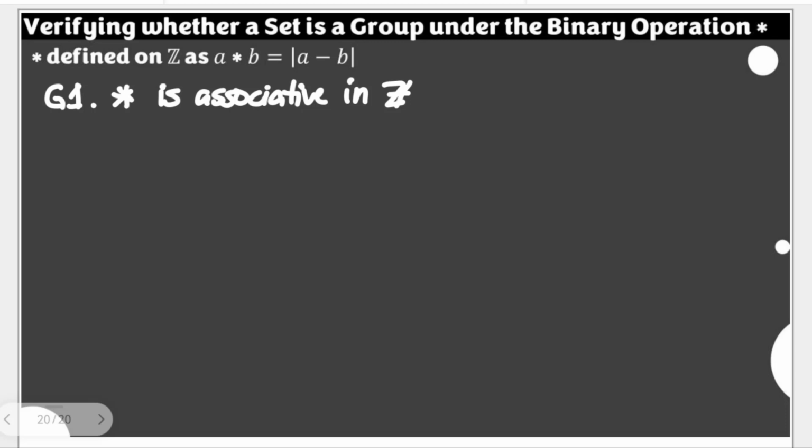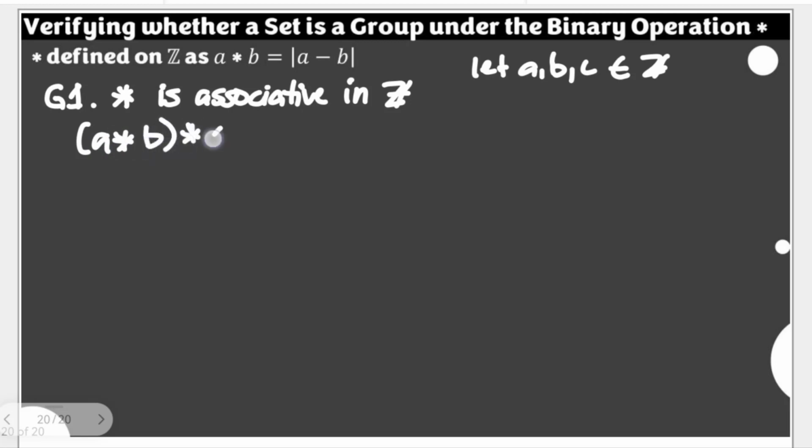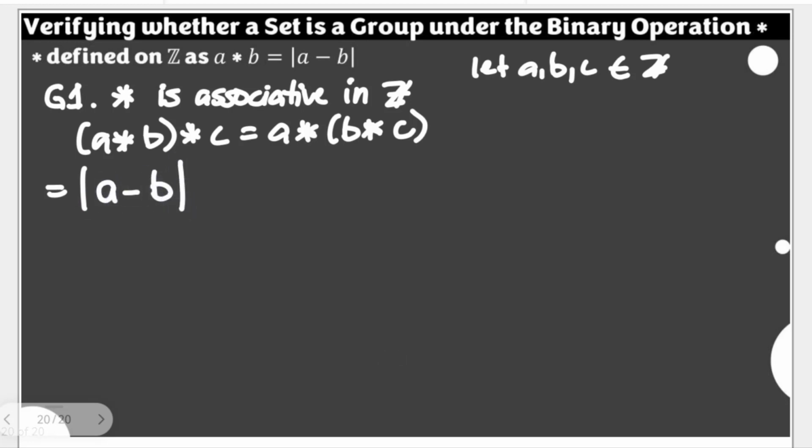To show associativity, let there be three different elements of our set Z, because we need to show that (A star B) star C is equal to A star (B star C). Okay, the usual property for associativity, but of course, this will be subjected to the given operation. Let's start with the left-hand side. A star B is given as the absolute value of A minus B, but this entire expression will still be subjected to the star operation together with the third element C.